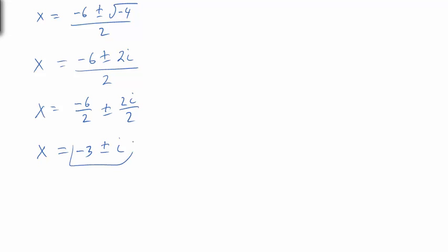Now keep in mind, notice we have two answers, negative 3 plus or minus i. One answer is negative 3 plus i, and the other one is negative 3 minus i. Now what do we notice here? Your answers turn out to be conjugate pairs.